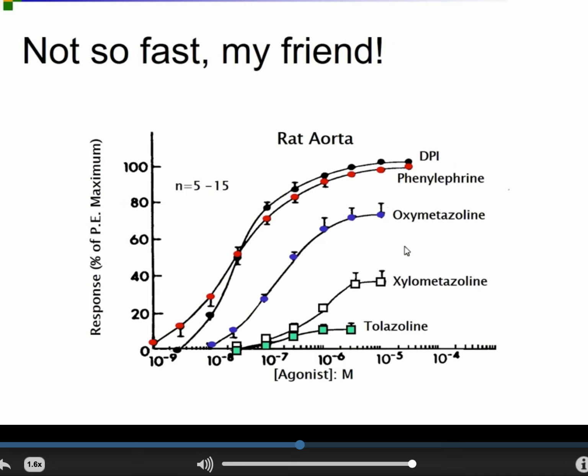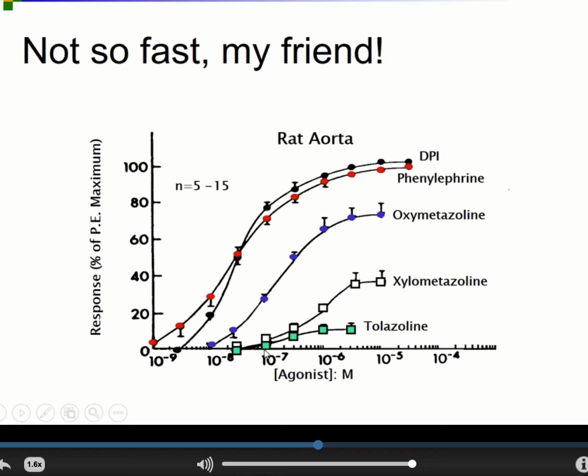But unfortunately, it is not that simple. There is not usually a one-to-one relationship between occupancy and response. Here, we're looking at the response of a rat aorta to a number of different agonists. On the x-axis, as we go to the right, we're just increasing the amount of agonist. And on the y-axis, we have response.